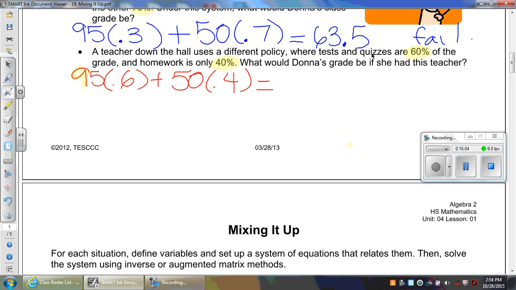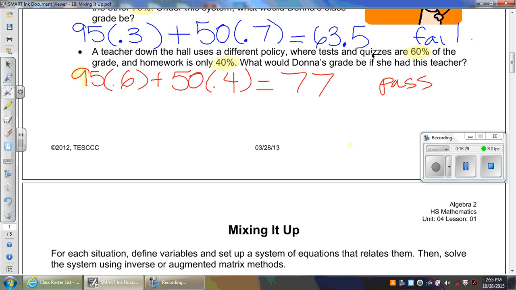Okay, Isaac, what do you got? 77. So will Donna pass the class with this teacher? Yeah, she will pass, right? All right. So raise your hand if you prefer to be with teacher number 1. Teacher number 2? Okay. Now let's see if you remember my grading policy.